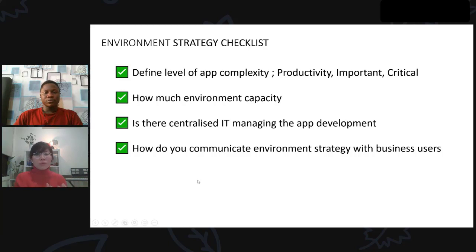Even if you're just in one environment, you still need to let the user know what they can build in the environment, how much capacity they can use, what they can connect with. Can they build flows? Are you allowing them to build any flows to connect to external environments? Things like this, you have to communicate to your business users. There has to be transparency. Fantastic. So those are some of my checklists.